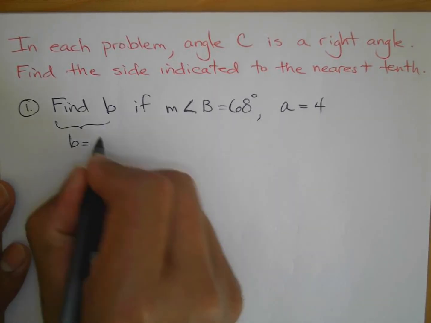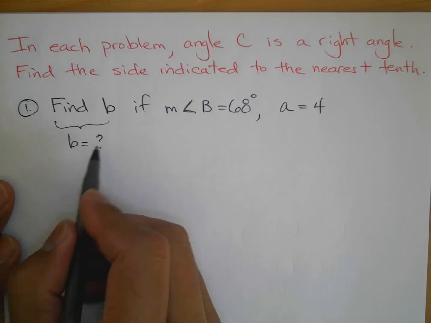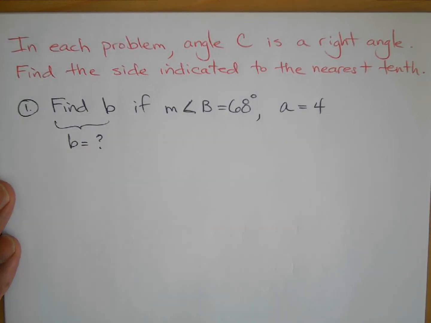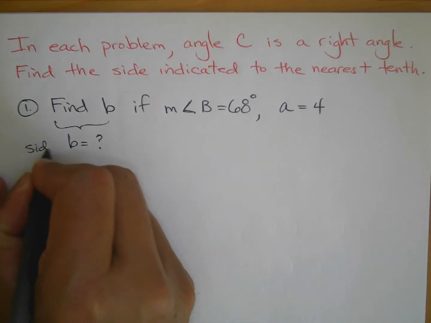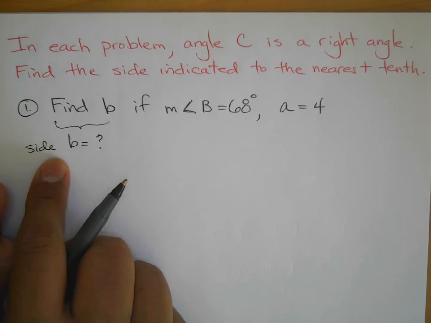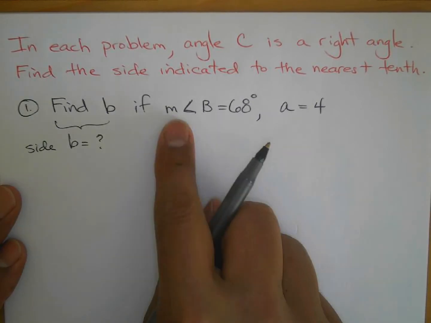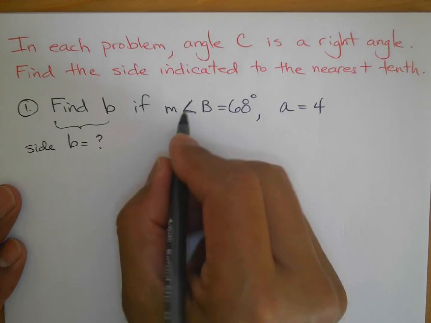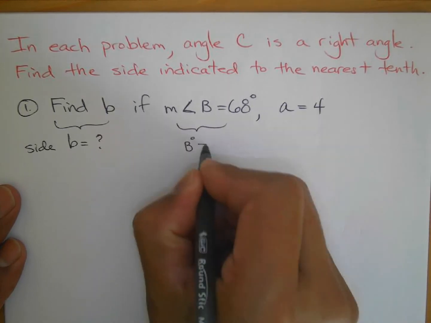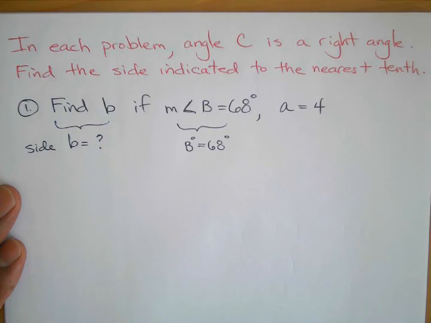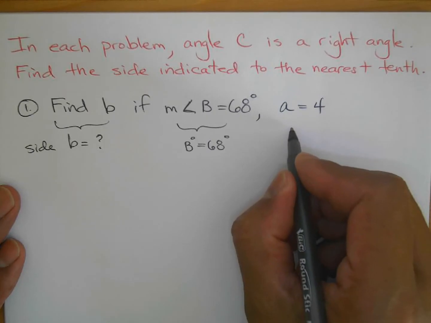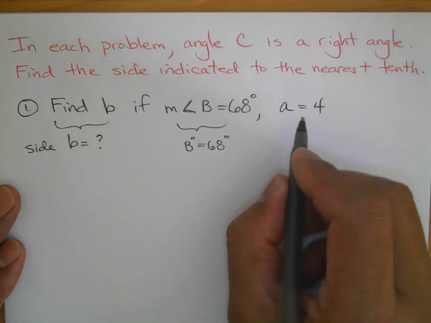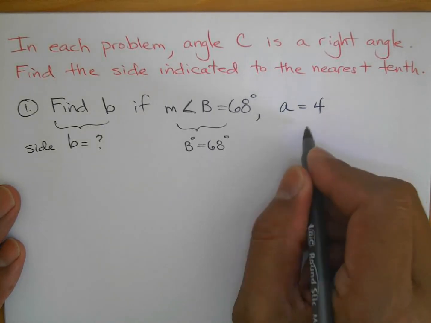well, let's break this down. Here's your task: find B, find side B. So we know what we need to do. We know that the measure of angle B is 68, and they're giving you a side. They're giving you that A is equal to 4.